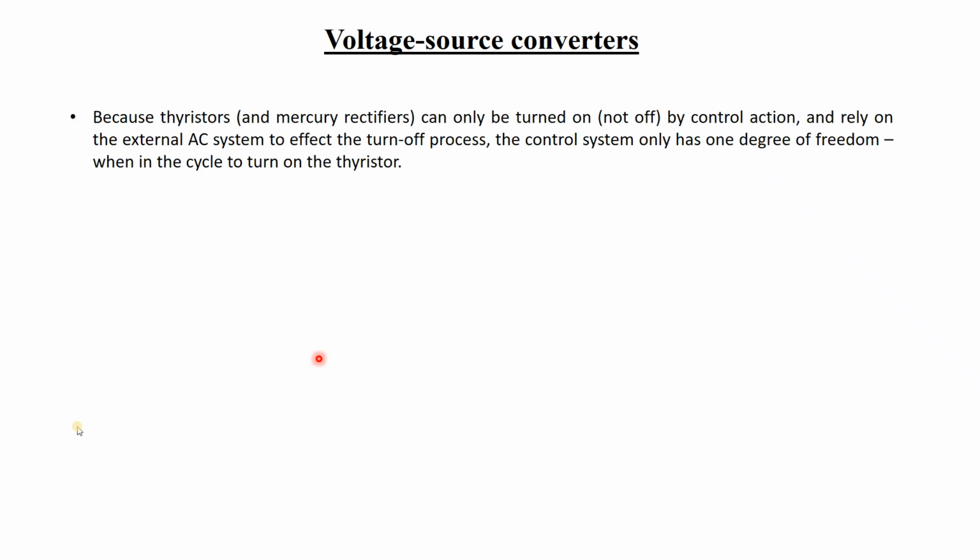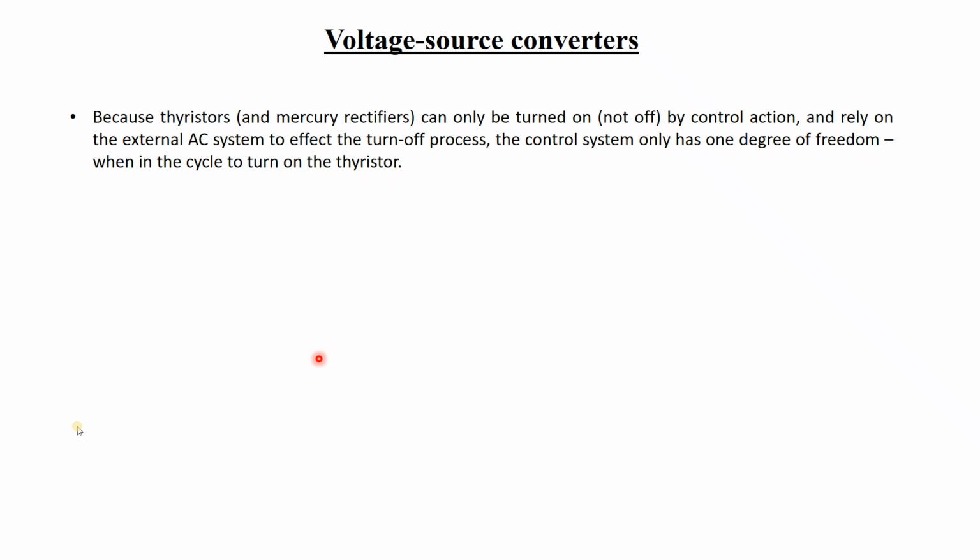Okay, so now we have discussed the line commutated converter, that is the current controlled converter. Now we will discuss the voltage source converters. These are of different property because their arrangement, or you can say their control, is regarding the voltage on the side of the voltage.